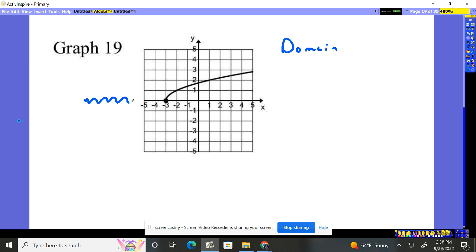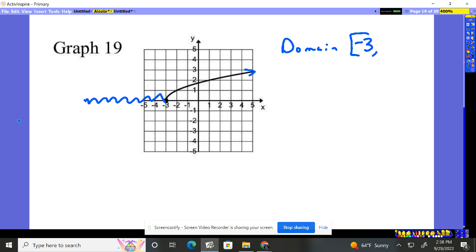I have no values, no values, no values, no values. Boom! Right at -3, we finally get a value. And then it continues, what? It keeps going forever and ever. -2 has a value. -1 does. 0. So this guy, basically his domain starts at -3, and it includes it.